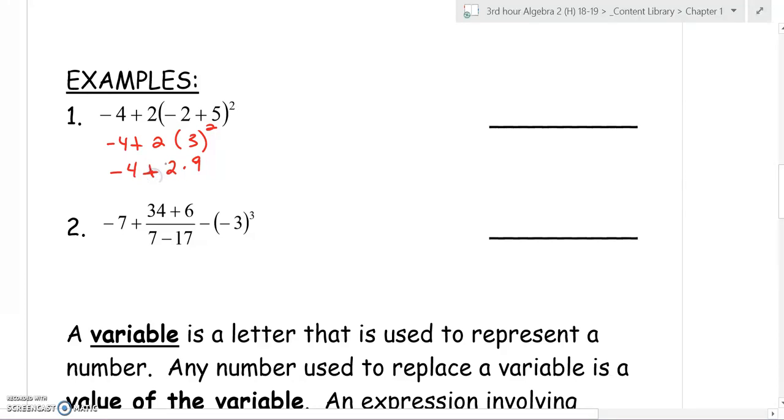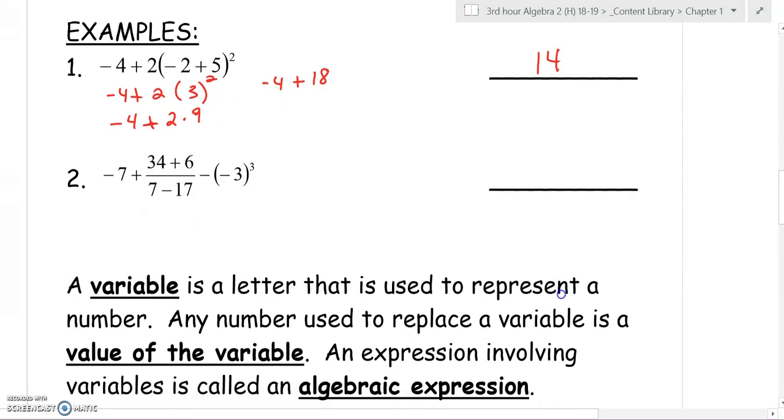And so then I do multiplication or division, which is the 2 times 9. So I have -4. So we're doing our multiplication. 2 times 9 is 18, and -4 plus 18 is 14. So the value of this numerical expression is 14.